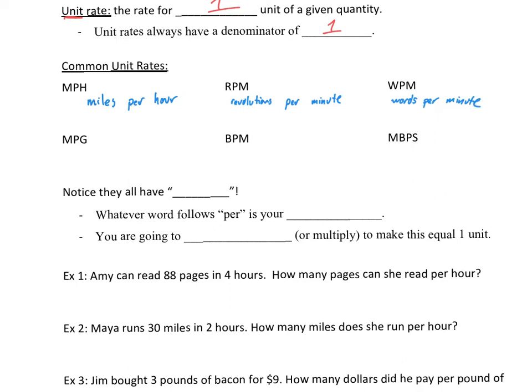MPG, now we have miles per gallon. And this has to do with engines a lot of times too, cars, vehicles. BPM, this has to do with your heart, or if you're a musician, beats per minute. MBPS, this is a computer one, megabytes per second.